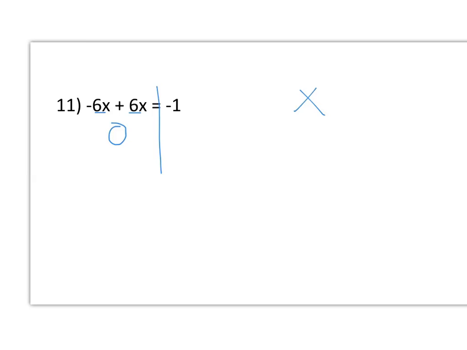Let's look at 6x. That tells us that I have 6 x's. If I remove 6 x's, that means that I'm getting rid of this one, 2, 3, 4, 5, 6, and I'm left with 0. Okay, so that's one way of looking at it. So this left side gives me 0. I'm going to bring down my other side, which is negative 1.